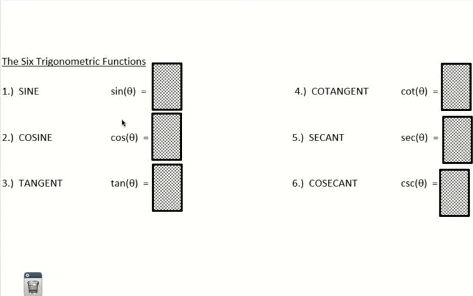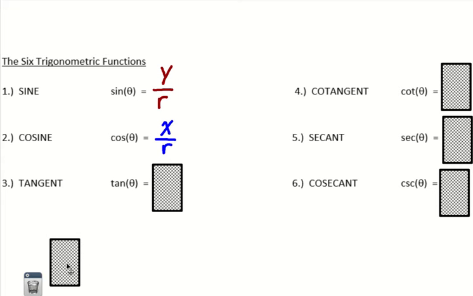So what is the sine function all about? What does it do? If you input an angle into the sine function, what does the sine function do? Well, it's going to be equal to y over r. To be more specific, based on the angle you're inputting, it would be the y coordinate corresponding with that angle divided by the corresponding radius. Okay? Let's see the rest of them.